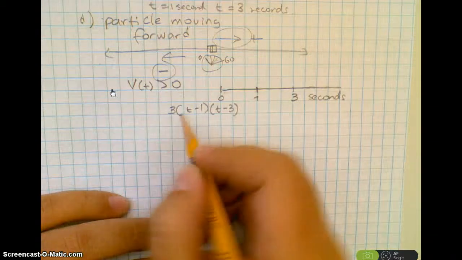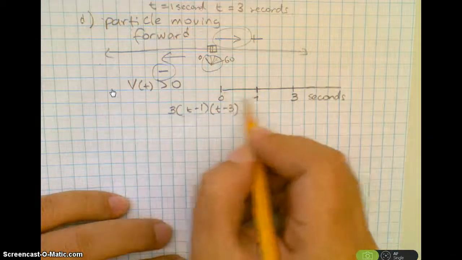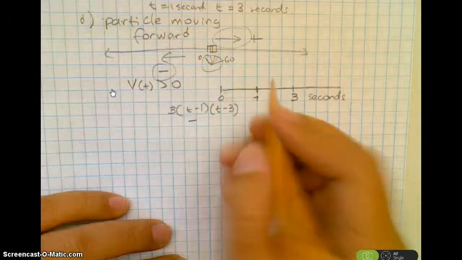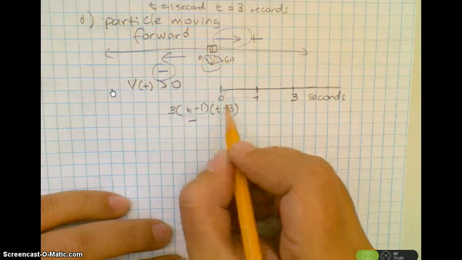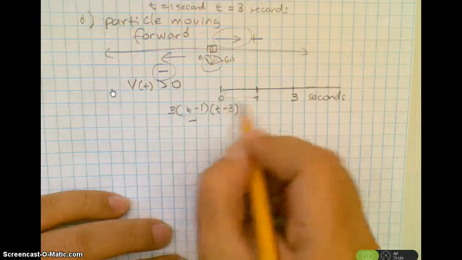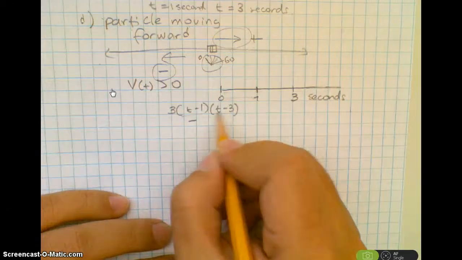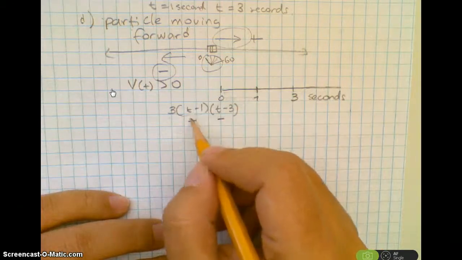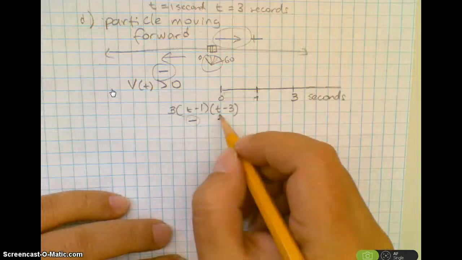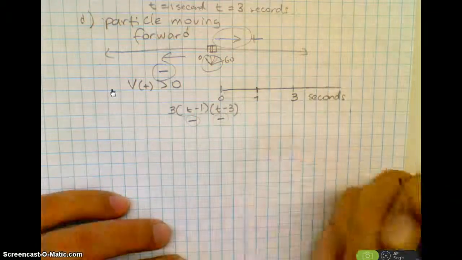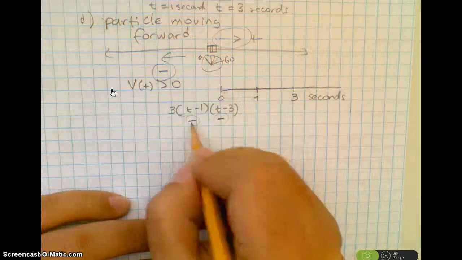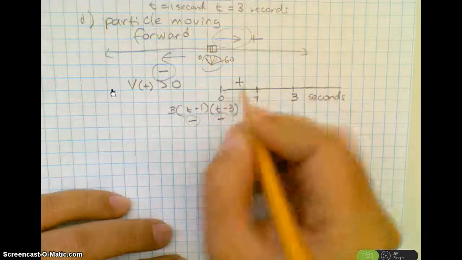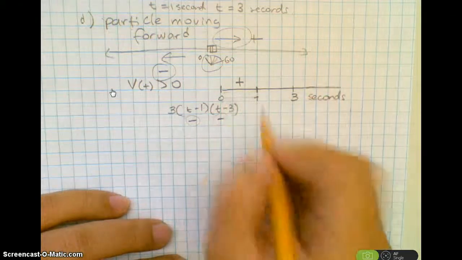So 3 is positive. If I'm picking a number less than 1, t minus 1 will be a negative number. And picking a number between 0 and 1, the quantity t minus 3 will also be negative. Let's say 0.5. So 0.5 minus 1 is negative 0.5, that's a negative number. 0.5 minus 3, that's also a negative number. But the multiplication of negative and negative makes it positive. So the velocity will be positive between 0 and 1.